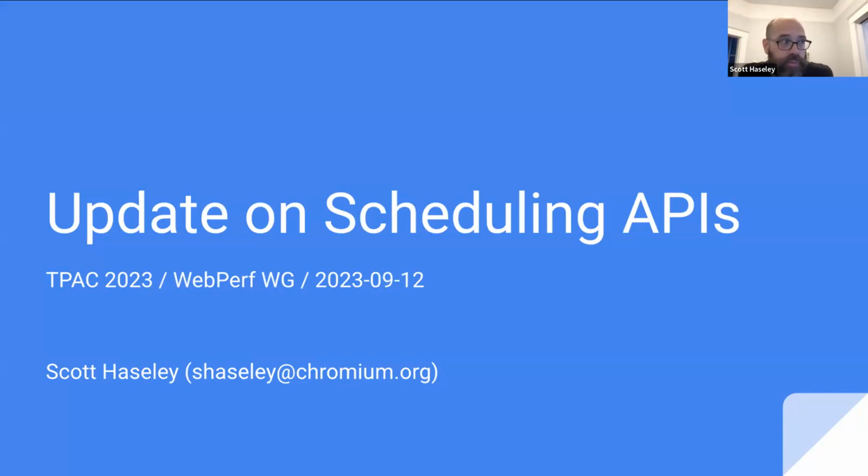Ready? Okay. Hi, everyone. I am Scott Haseley. I work on Chrome at Google. Today I'll give you an update on scheduling APIs. This topic is something that I've presented to the group a few times in the past, but looking back, it's been a little while. So I thought today we could do a high-level update, talk about things that we've done and where they're at, the things that I'm working on now, and things that we're planning to work on next.